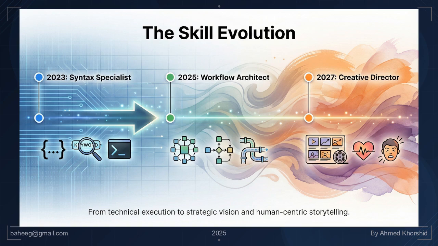Figure: a timeline diagram titled The Skill Evolution. The timeline progresses from 2023, syntax specialist, icons of code and keywords, to 2025, workflow architect, icons of nodes and pipelines, to 2027, creative director, icons of storyboards and human emotion. The background features a subtle gradient moving from technical grid lines to organic brushstrokes.